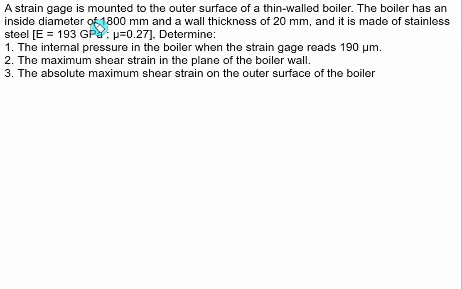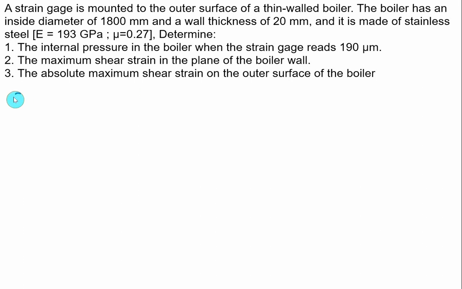A strain gauge is mounted to the outer surface of a thin wall boiler. The boiler has an inside diameter of 1800 mm and a wall thickness equal to 20 mm. It is made of stainless steel having Young's modulus equal to 193 gigapascal and Poisson's ratio equal to 0.27. Determine the internal pressure in the boiler when the strain gauge reads 190 microns. Then we have to calculate the maximum shear strain and the absolute maximum shear strain.